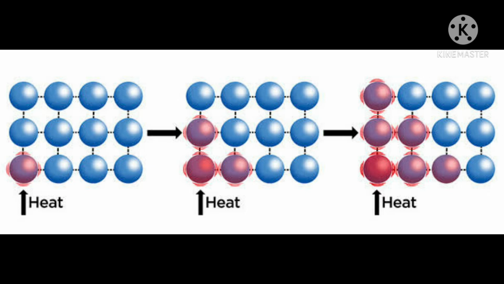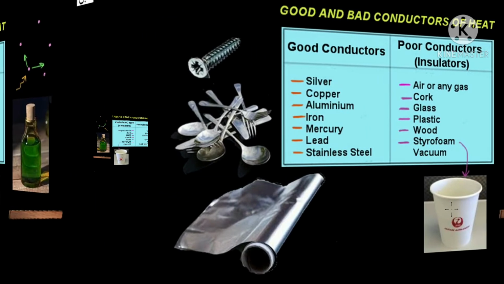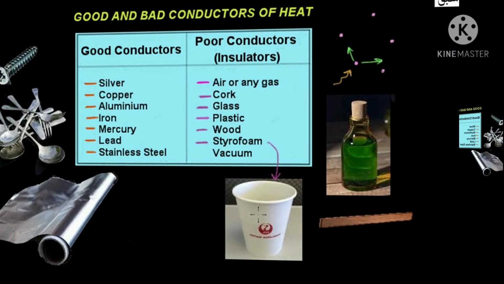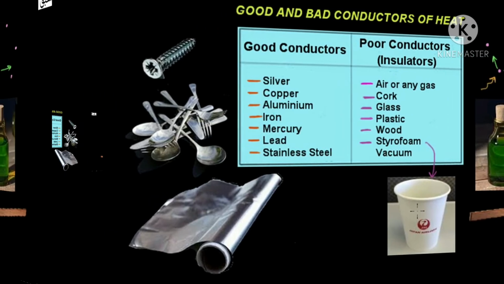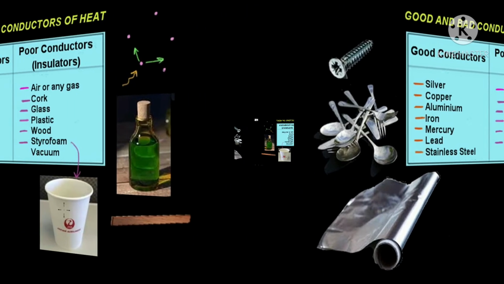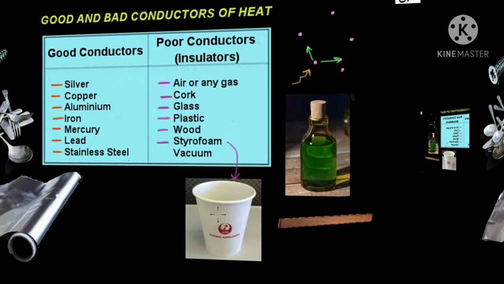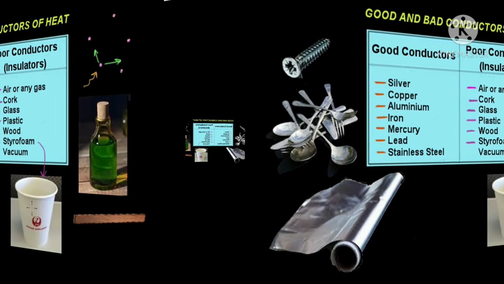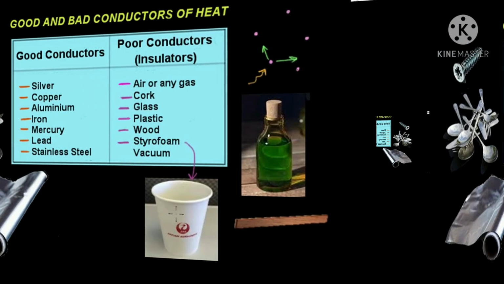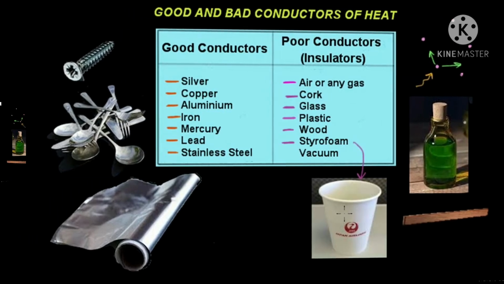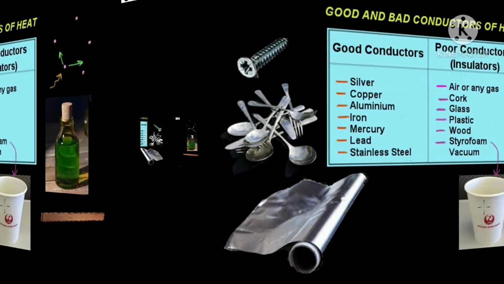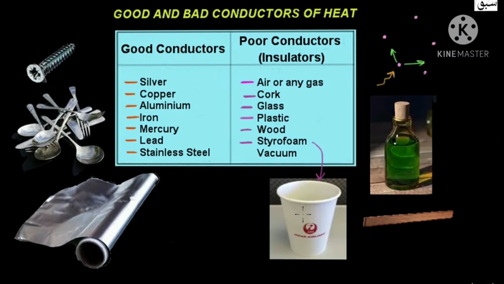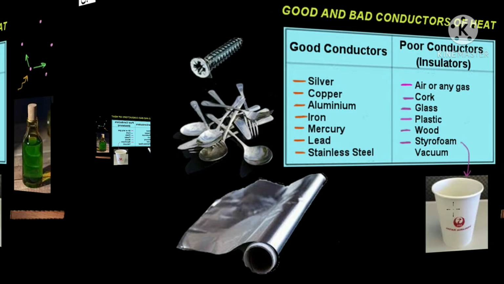Heat can be conducted from one body to another only when they are in contact with each other and at different temperatures. Children, do all solid substances pass heat through them easily? No, all solids do not allow heat to pass through them. There are some materials which allow heat to pass through them quickly. They are called good conductors of heat. All the metals like silver, copper, aluminum, iron, and alloys like brass and stainless steel are good conductors of heat.